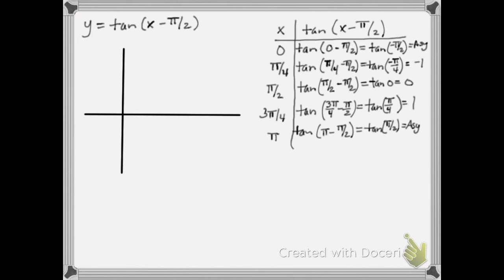Okay, so now I can plot my points. I have an asymptote at 0, so I'm making a dotted line over the y-axis here. This is where 0 is. And then you have an asymptote at pi. I'm going to go ahead and draw in my asymptotes here. Then at pi over 4, you're at negative 1, so negative 1 is right here.